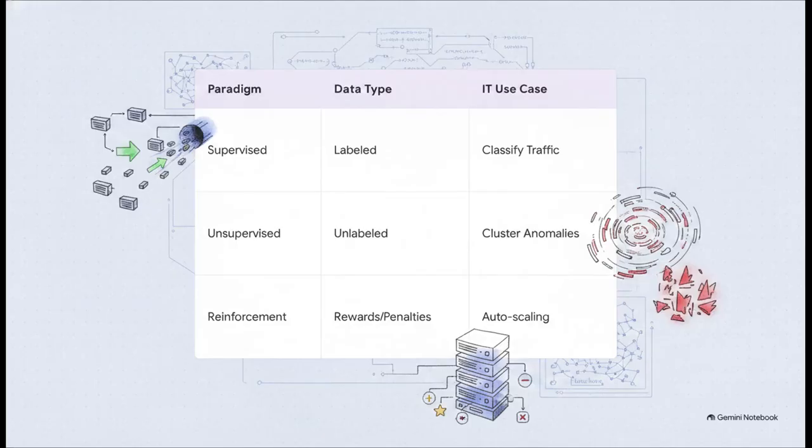So let's tie this directly to your day-to-day. If you've got labeled data sitting around, you're going to use supervised learning for things like classifying network traffic. If you're staring at just massive mountains of unlabeled logs, you go with unsupervised learning for anomaly clustering. And if you have a system that actively receives performance feedback, you pull out reinforcement learning for auto-scaling. See, it anchors those abstract concepts right down into your concrete daily tasks.